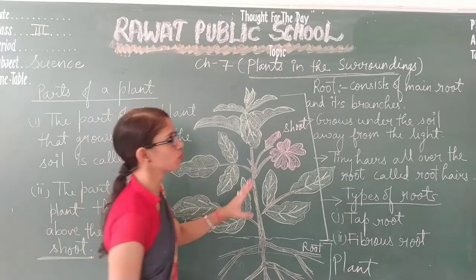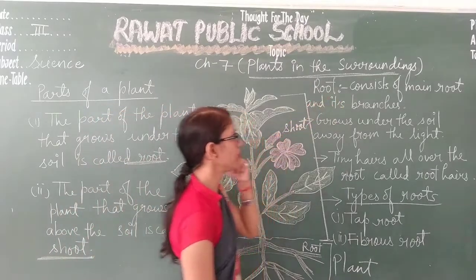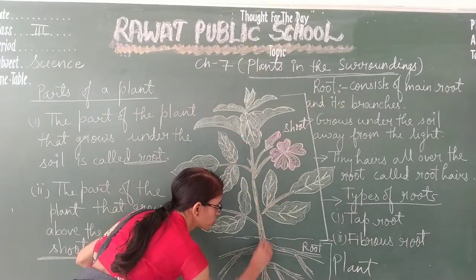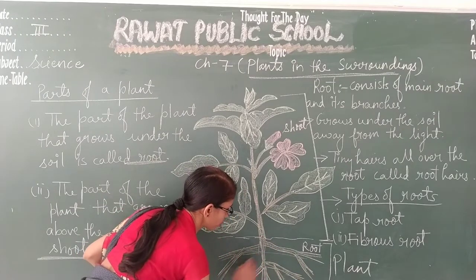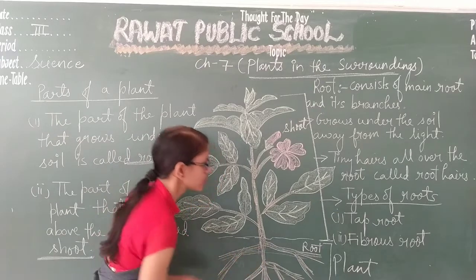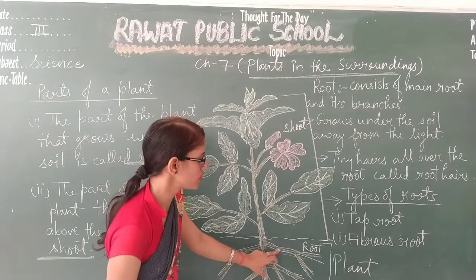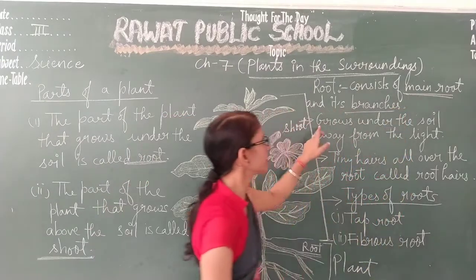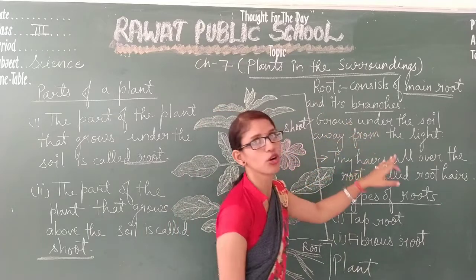So next we will move to the root. It consists of the main root and branches. See, this is the main root and from it a large number of branches are arising. बहुत सारे इसमें से branch arise हो रहे हैं. So this is known as the branches of the roots, and it grows under the soil away from the light.